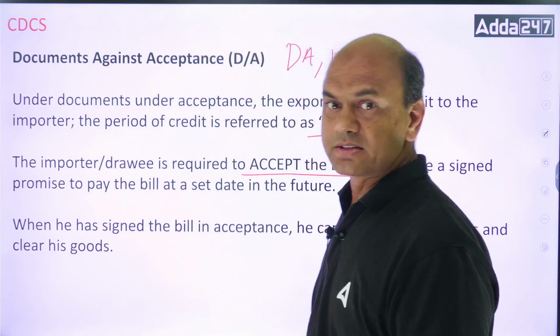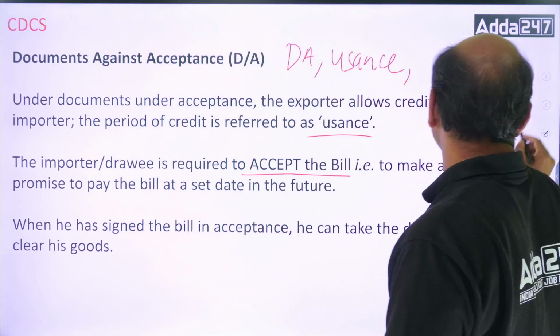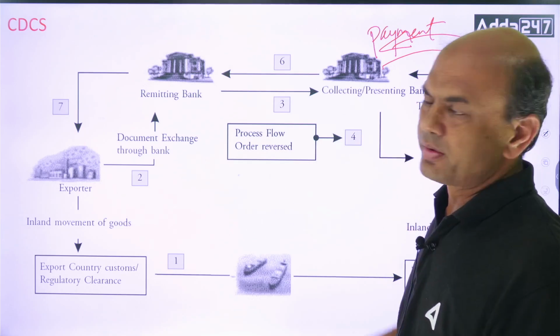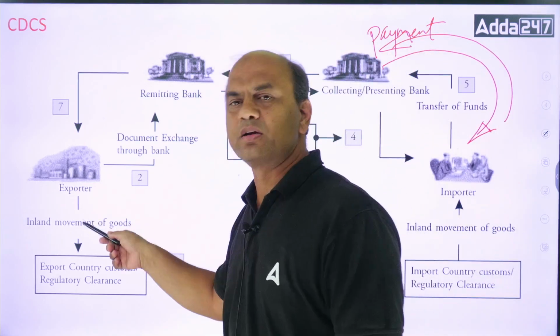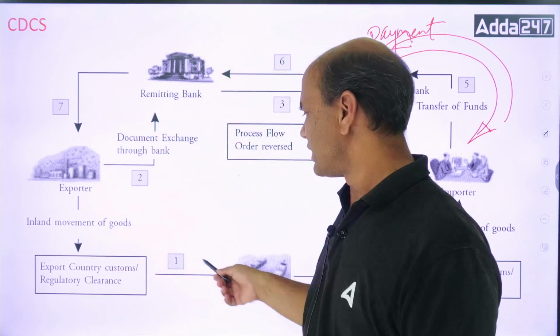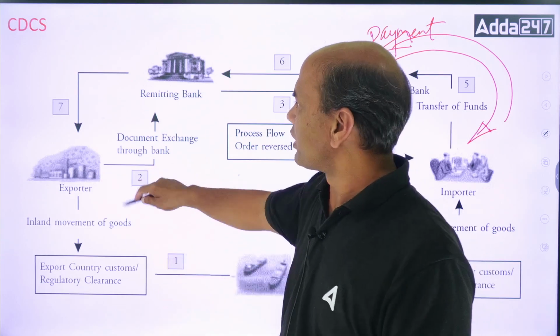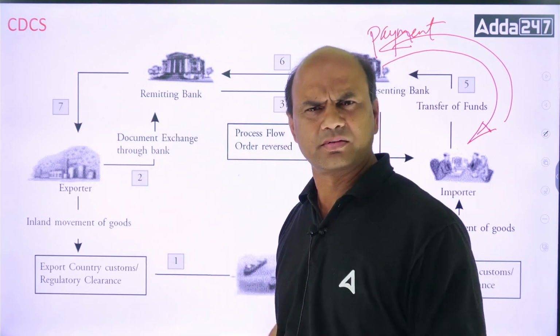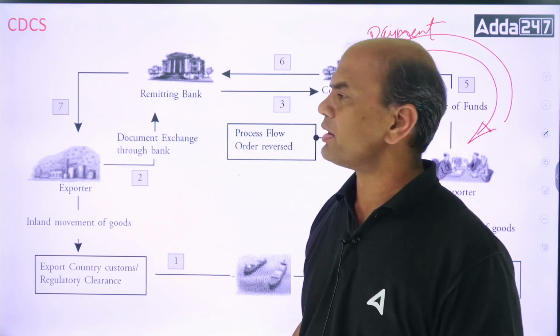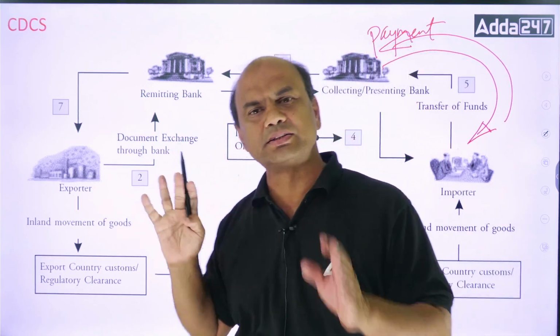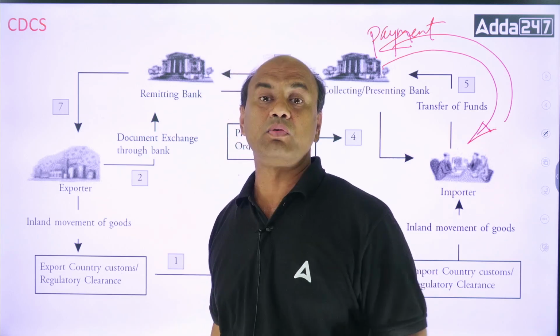So again, let's come to the image. Everything, as I told you, lies over here. The exporter will send the goods through ship, road, rail, whatever it is. Documents will be sent to the remitting bank. The first step is the same. The remitting bank will send it to the collecting bank. Up to here, the things are the same. Now, what will change?